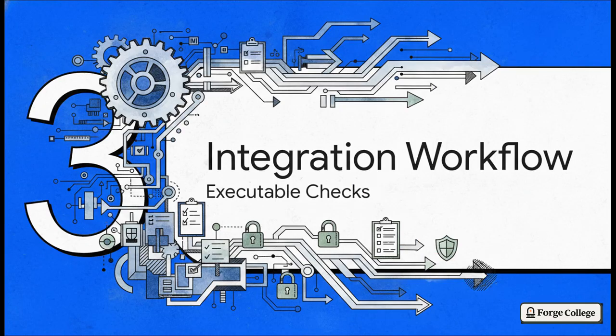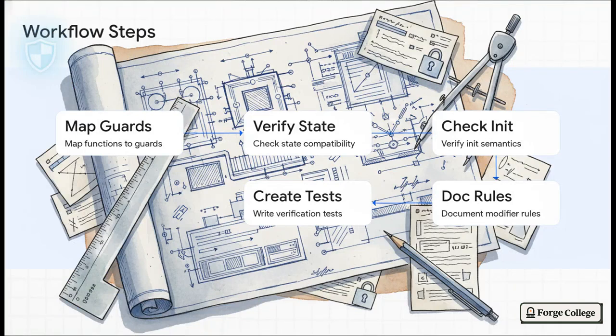Section 3, the integration workflow. Here at Forge College, structured workflows like this are an absolute staple. Why? Because they turn abstract design ideas into hard, executable safety checks. Let's walk through this 5-step workflow like we're looking at a procedural engineering manual. Step 1, like we just talked about, map your functions to guards. Step 2, verify state compatibility. You've got to confirm that storage variables like your pause flag and role mappings don't clash. Step 3, check your initialization semantics. Who is calling the initializers and in what order? Step 4, document your modifier rules. And step 5, convert the whole shebang into verification tests.